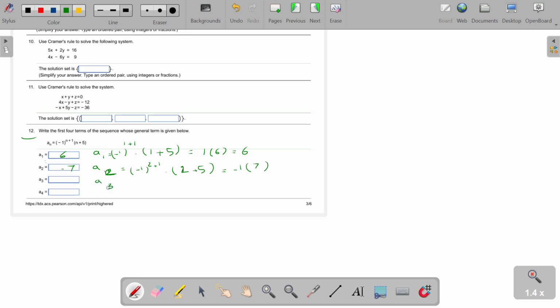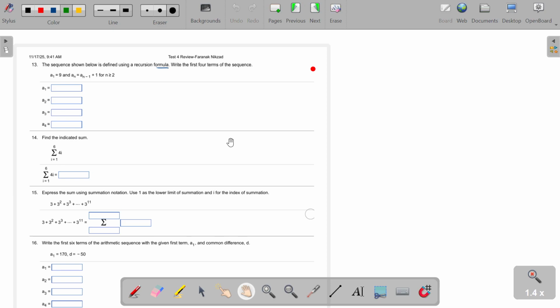To find A3, -1 to the power of 3 plus 1 times 3 plus 5. -1 to the power of 4 is +1. 3 plus 5 is 8. So the answer is 8. And you can do the A4 by yourself.